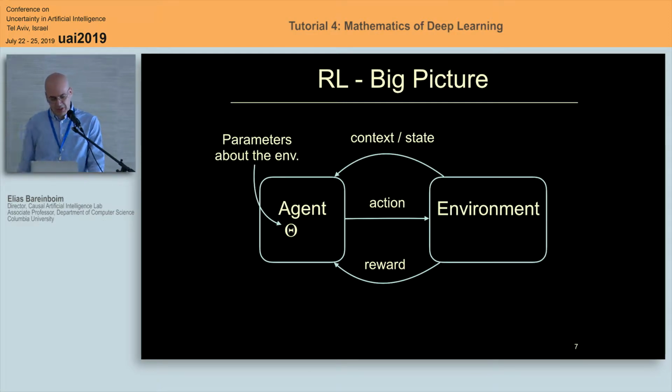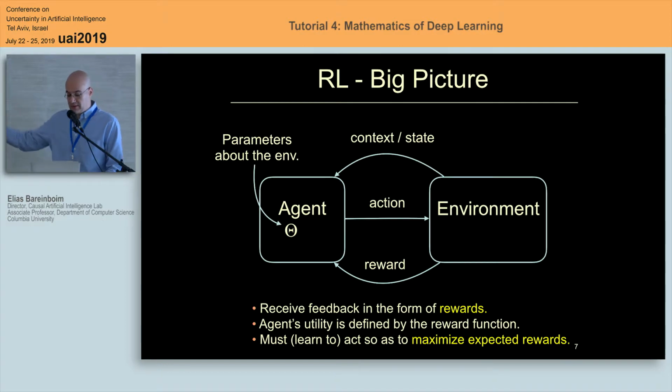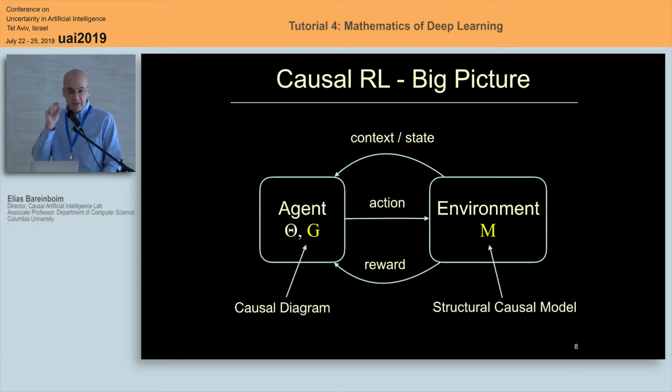This is another textbook definition that we have for RL, just to get perspective. You have the environment on the left side, where you have the agent with parameters theta. Then you observe some kind of state or context, and this generates some type of computation, and then you do some action in this environment, and you get the reward back. The agent receives feedback in the form of rewards, utilities defined by the reward function, and must learn to act so as to maximize the expected reward.